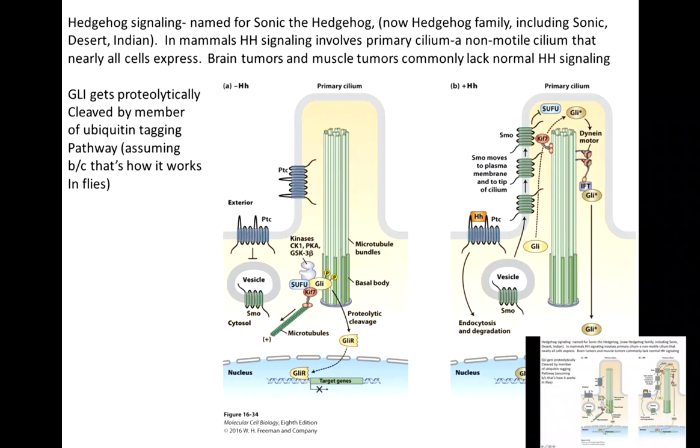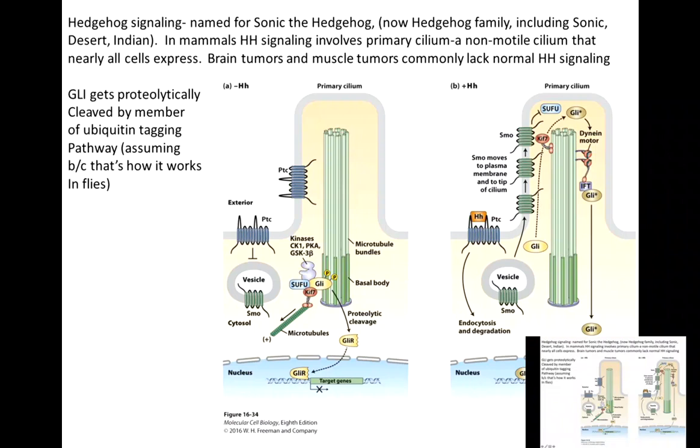SUFU was important for the kinase activity of these kinases acting on GLI, and so GLI no longer is acted on by that kinase. Instead, it is transported up the primary cilium by a kinesin. So this is a motor molecule that physically grabs this protein GLI and moves it to the end of the primary cilium, where GLI gets modified and becomes GLI star.